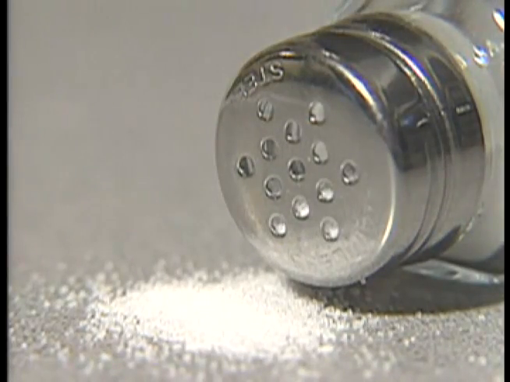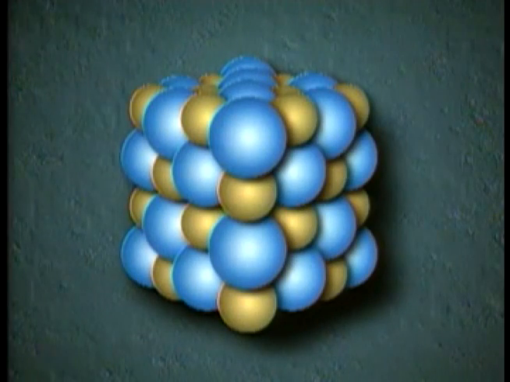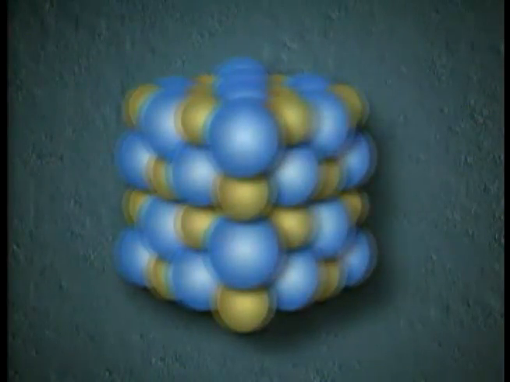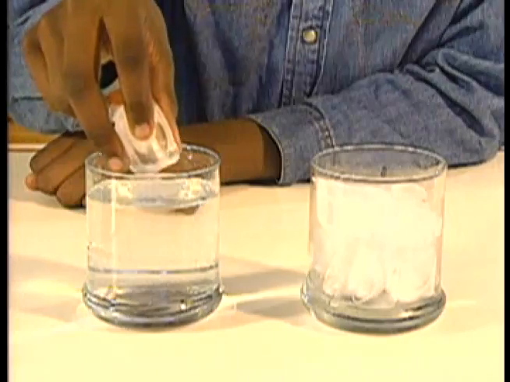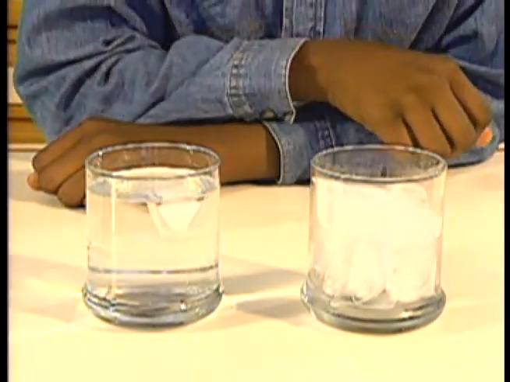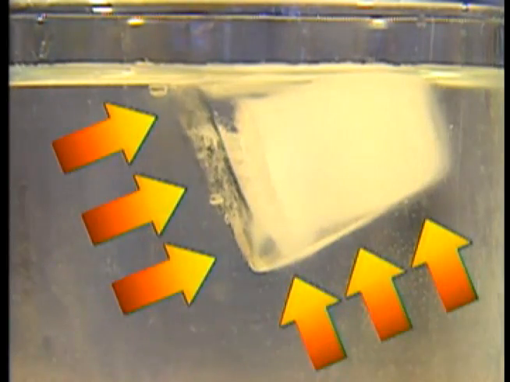In this program, we saw that matter is made up of atoms and molecules. Even in something solid, these molecules are constantly moving. The energy associated with this movement of molecules is called thermal energy. Heat is the movement of this energy from one place to another. Heat always moves from something warmer to something cooler.